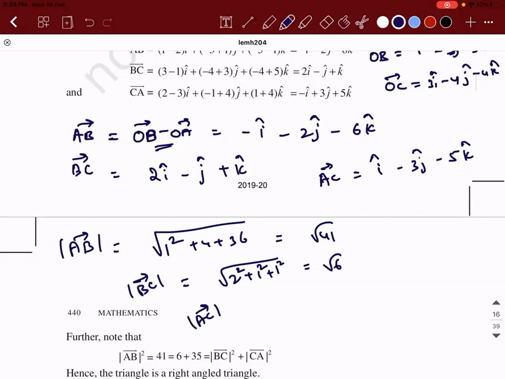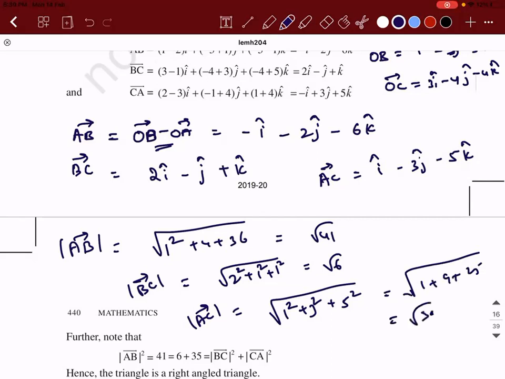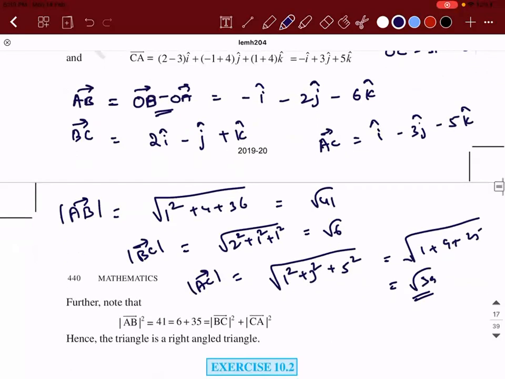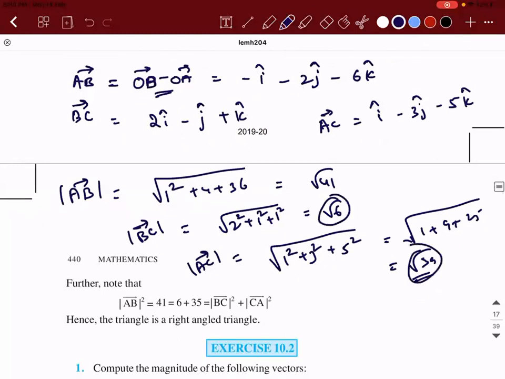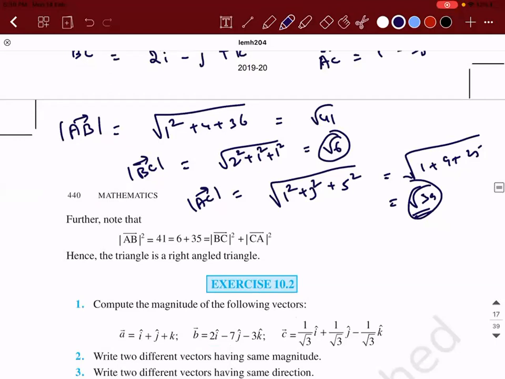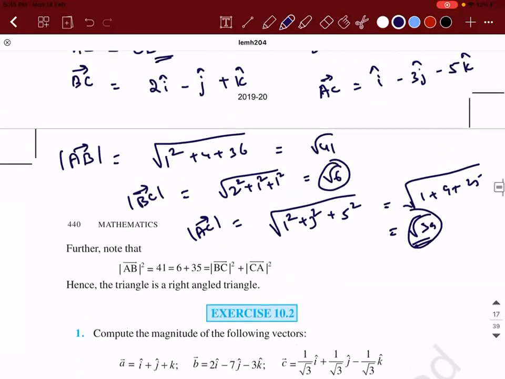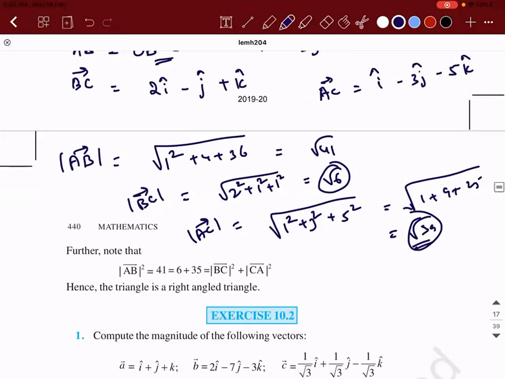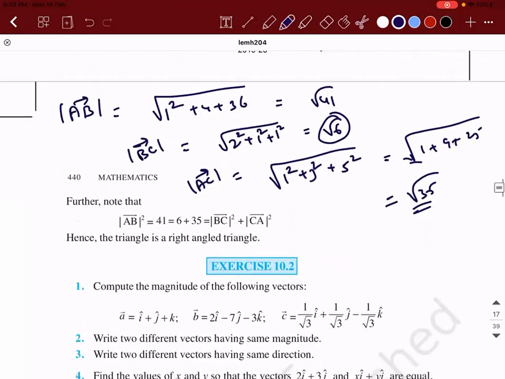So what is the magnitude of AC vector? That is root of 1 square plus 3 square plus 5 square. That will be root of 1 plus 9 plus 25. That will be root 35. Now root 41 is the largest. So AC square plus BC square is equal to AB square. Accepted. So that's the answer.